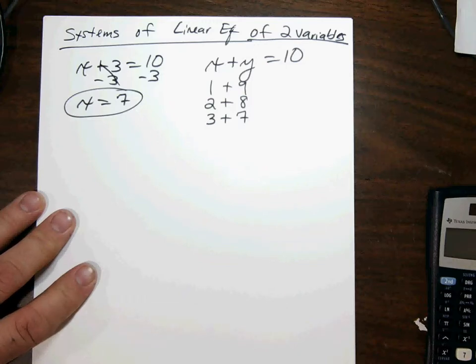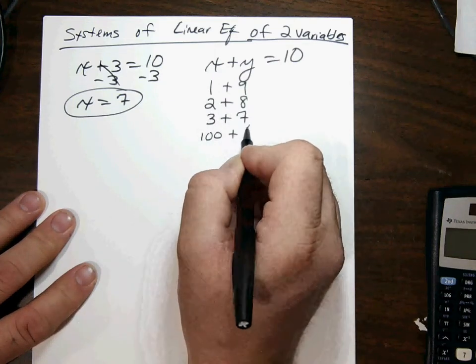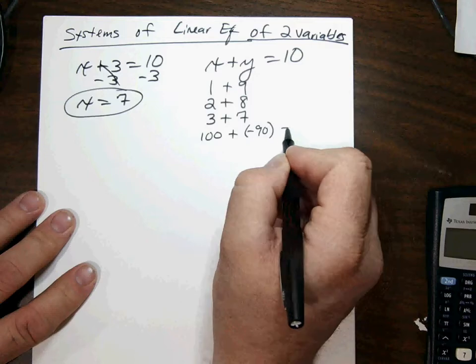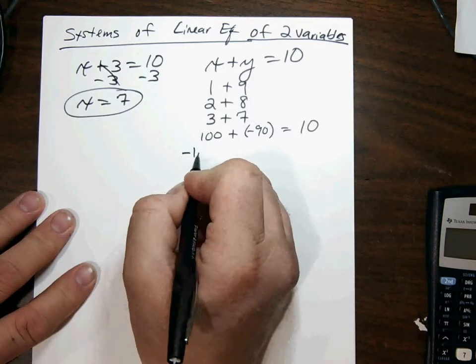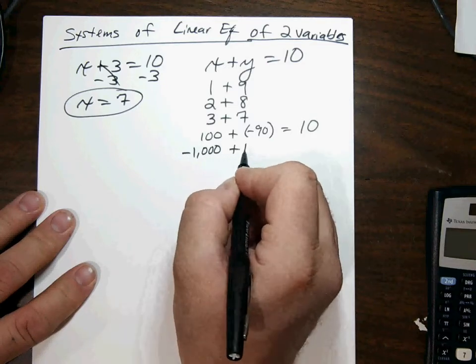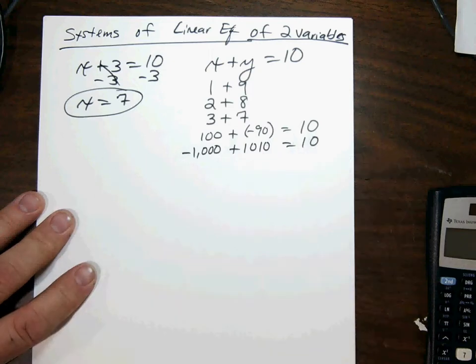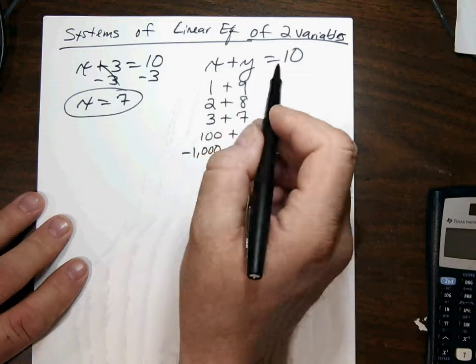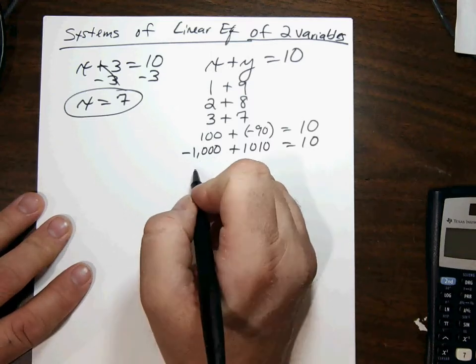You got to think a little bit outside the box here. If x is 100 and y is a negative 90, right? That equals 10 when I add them together. If x is negative 1,000 and y is positive 1,010, that equals 10, right? There's an infinite number of possibilities, okay? So I'm kind of stuck here. When I have an equation with two variables, I have an infinite number of solutions, and that's okay. Each solution has two parts, an x part and a y part. Okay, and I call that an ordered pair.